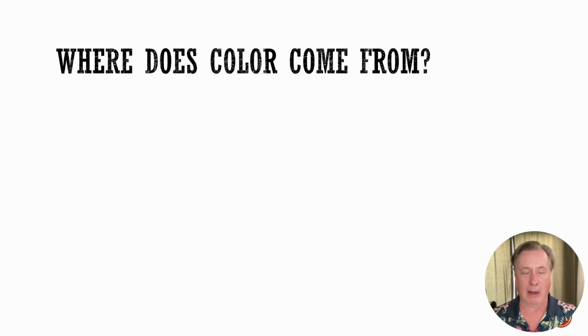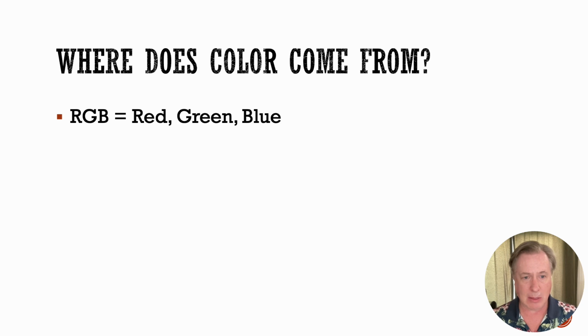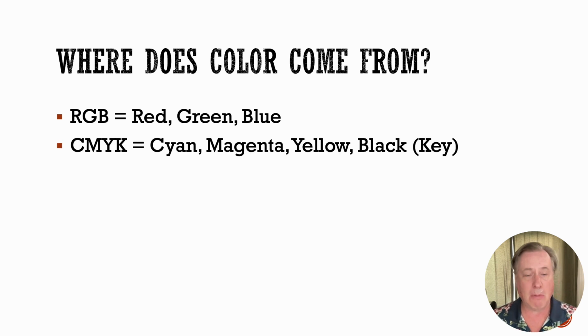So where does color come from? Well, let's talk about the different systems that we have. RGB refers to red, green, and blue. CMYK refers to cyan, magenta, yellow, and black. We can't use B for black because that's already been used.